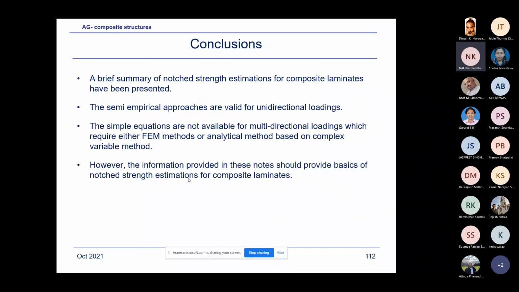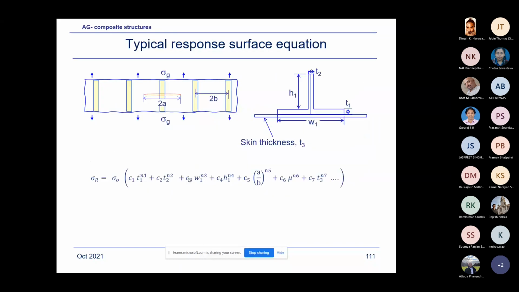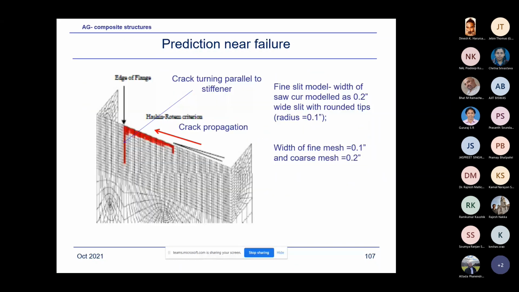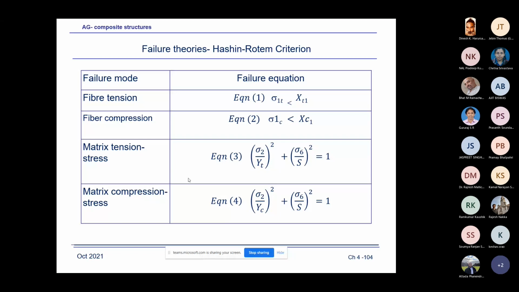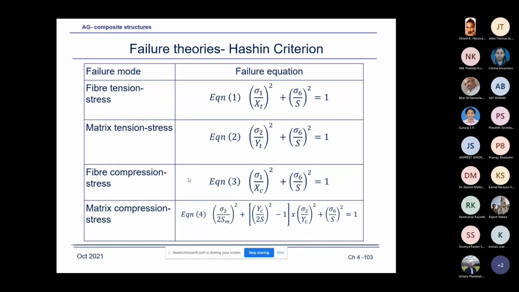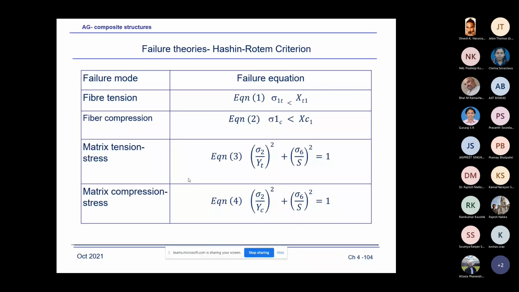Okay, sir, thank you. So, any more questions? I think I would close this chapter on notch analysis. There's a lot which could have been done, but probably with the limited resources, we can't cover everything. But I have just provided you a background.